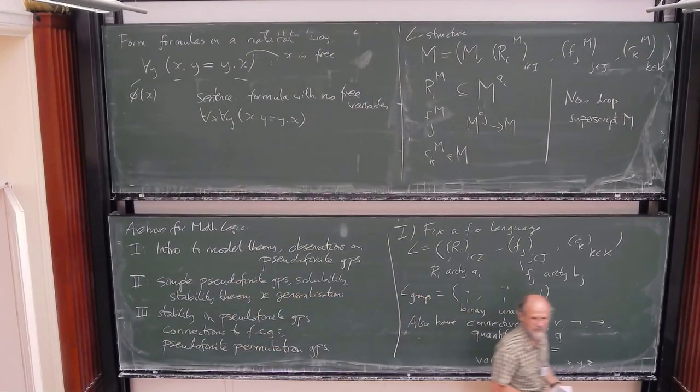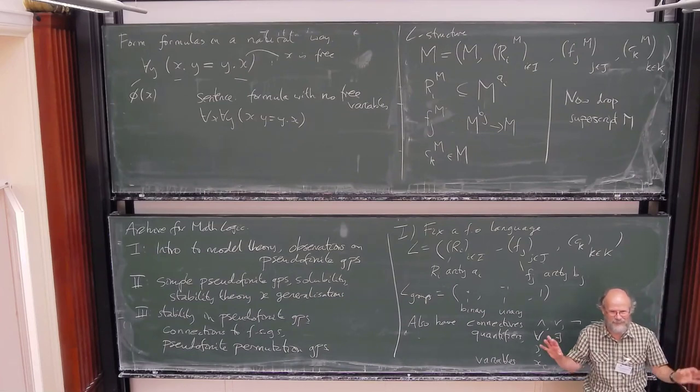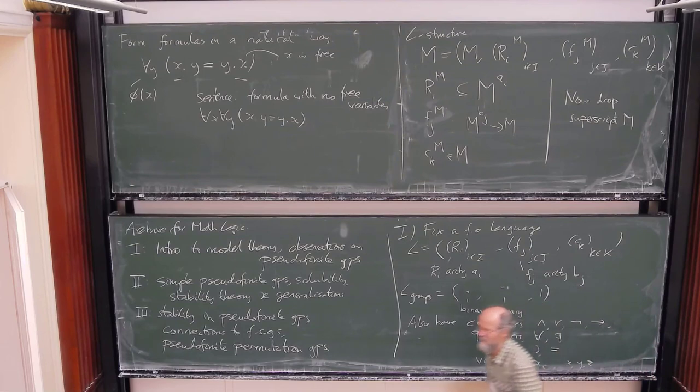And this is a set? Yes, yes. I'm sort of avoiding any kind of set theory that gives you the proper classes in this. Is M to the AI like AI times M? Yeah, M to the AI just means the Cartesian product. So AI-tuples from M.